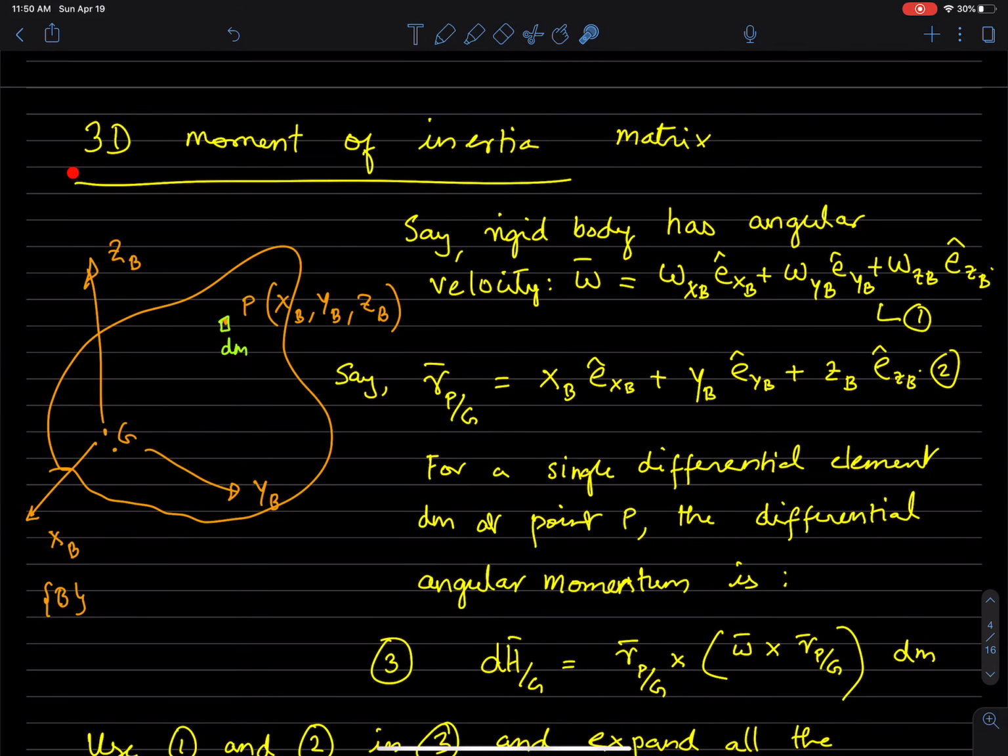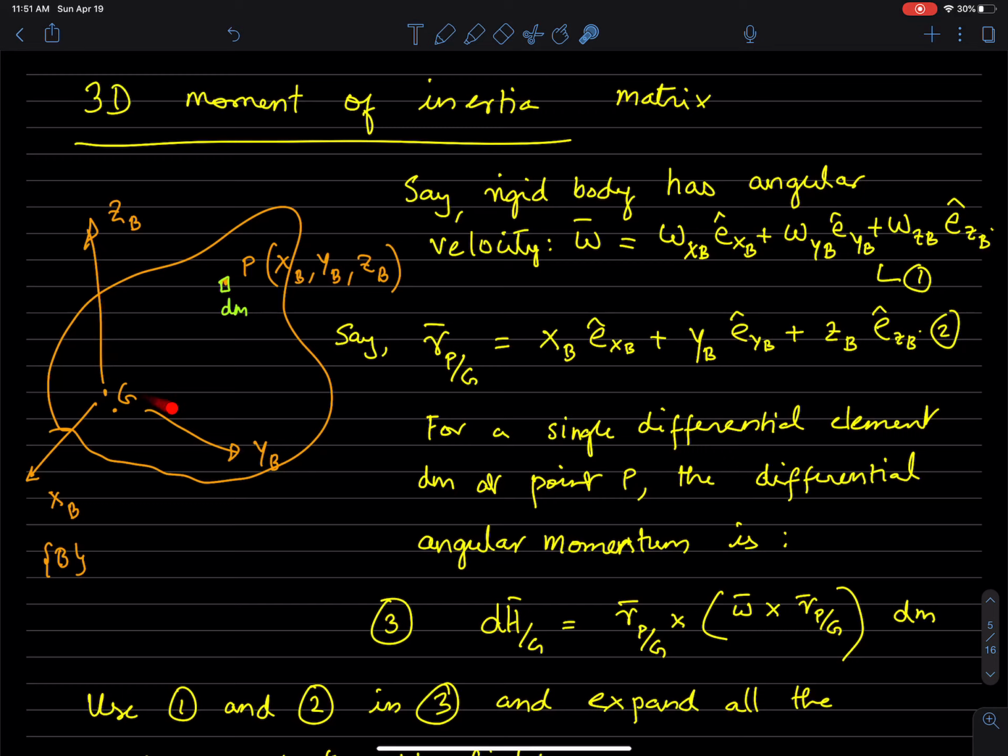Now, what about the 3D moment of inertia? In 3D, it turns out the object moment of inertia is either a matrix if you want to think about representation in a frame, or it's a tensor if you want to think of it sort of representation free. Okay, so it's basically a two tensor or matrix. For the purposes of this class, you can just think of it as a 3x3 matrix. Okay, so why is that, or how is that? Well, that's the next derivation.